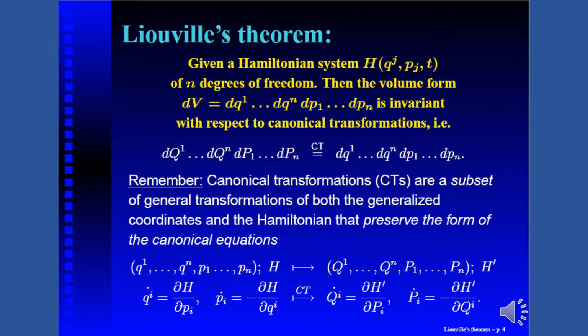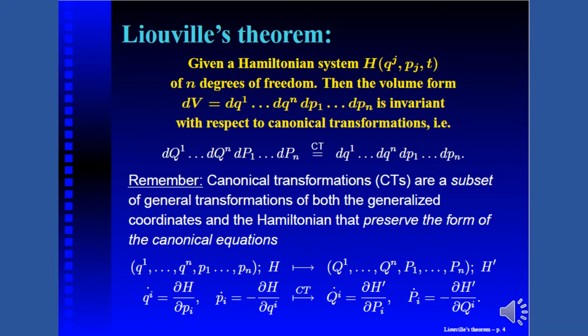Now to start with Liouville's theorem, given a Hamiltonian system H(qj, pj, t), qj is the generalized coordinate, with j in subscript, and pj is the conjugate momenta, j being the number of the particle, with n degrees of freedom. If we have a Hamiltonian system with n degrees of freedom, then the volume form for that Hamiltonian system, dV = dq1 ... dqn dp1 ... dpn, is invariant with respect to the canonical transformations. So we say that volume is invariant, there is no change.